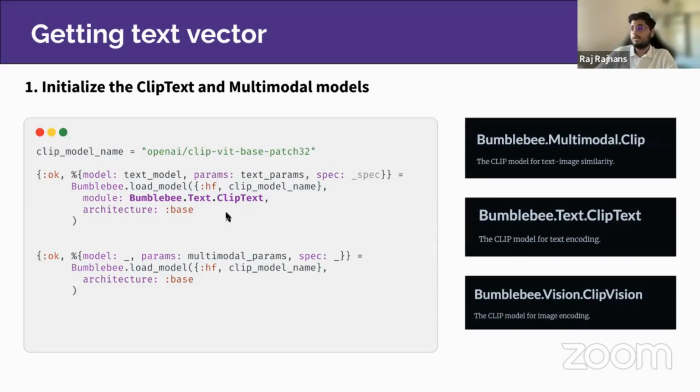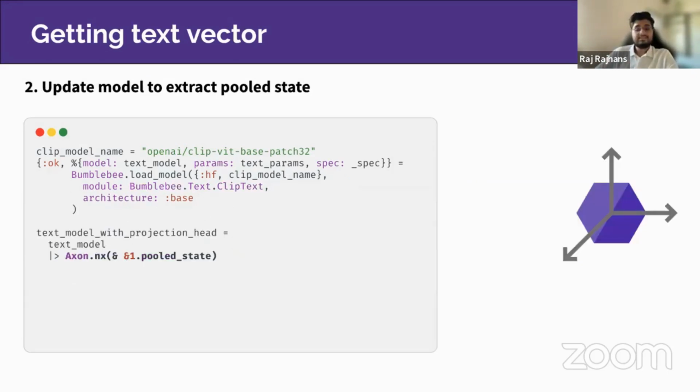Okay. Next step. As discussed, we can't use the loaded CLIP text model directly. We need to manipulate it to create an updated model that will give us the final projected vector that we can actually use. For this, the first thing that we need to do is take that model and update it to extract the pooled state. Now, what is a pooled state? In any neural network like CLIP, there are different layers. The input that you give goes through a series of those layers, and the pooled state is the compact representation of the input that retains most of its important features.